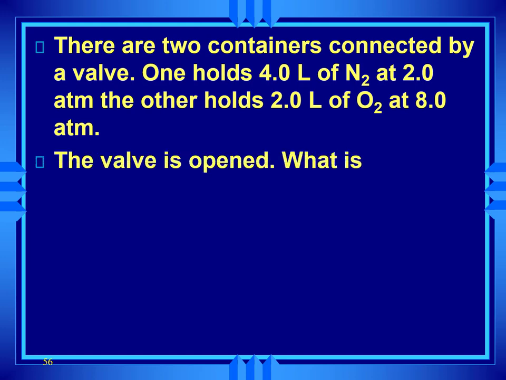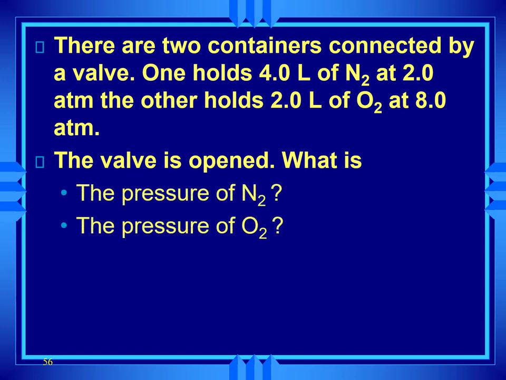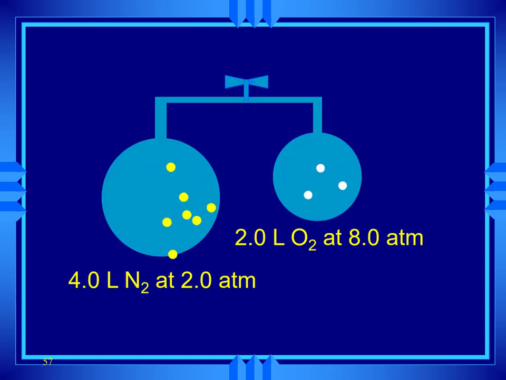There are 2 containers connected by a valve. One holds 4 liters of nitrogen at 2 atmospheres. The other holds 2 liters of oxygen at 8 atmospheres. The valve's opened. What's the pressure of nitrogen? What's the pressure of oxygen? And what's the total pressure?